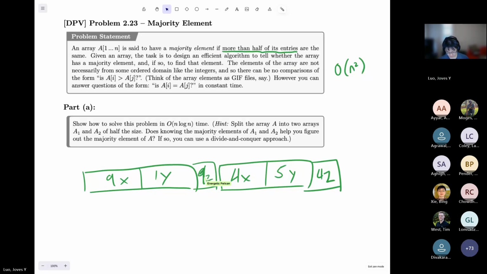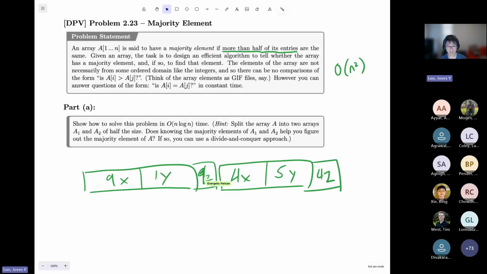When I have this situation, students are going to say, well, maybe x and z are both candidates for majorities because they are equal to each other in the grand scheme of things. It turns out that because of the way this is set up, the left side actually has no majority. I have 9x, 9z, and 1y. None of them has the required number of 11 to get the majority.